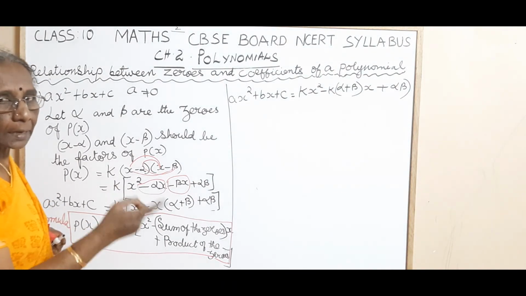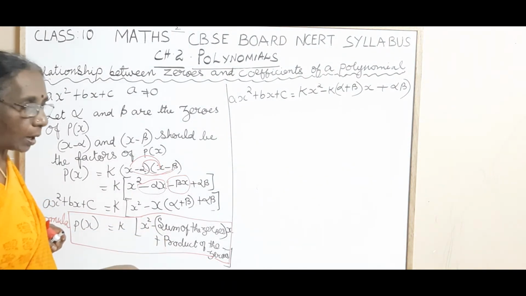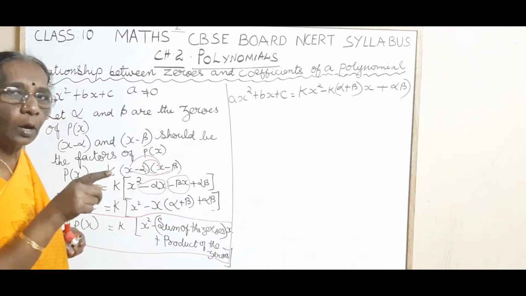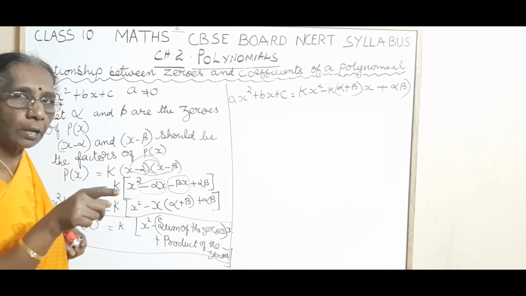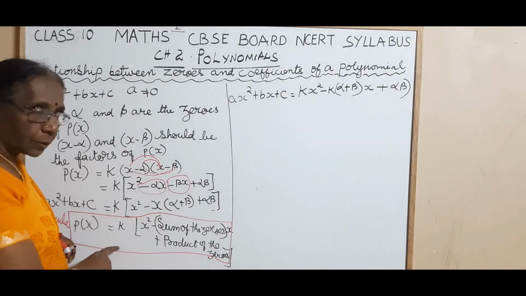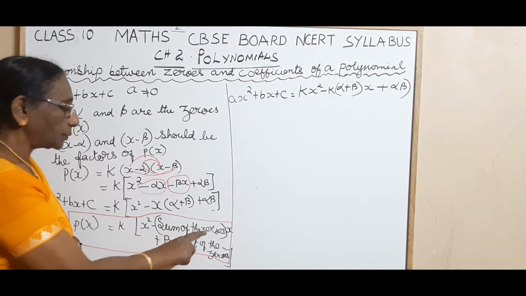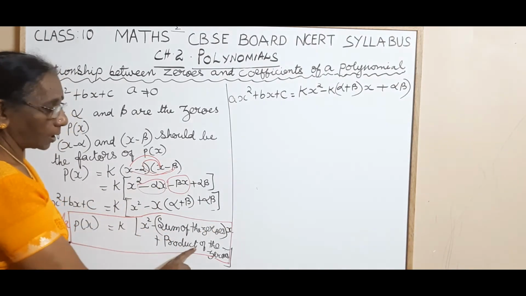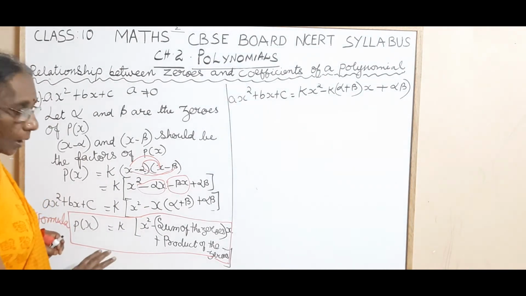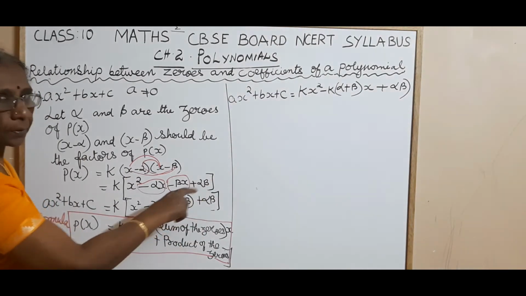Okay, children, the second question in 2.2 is what? The zeros will be given. You are asked to find the polynomial for those particular zeros. So you can use this formula k into x squared minus sum of the zeros into x plus product of the zeros. It will be very easy for you to frame the polynomial. So you can learn this formula.